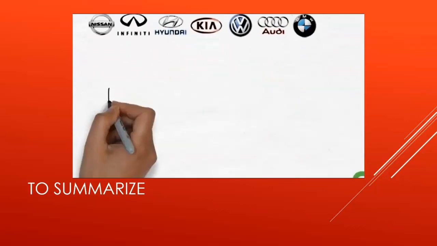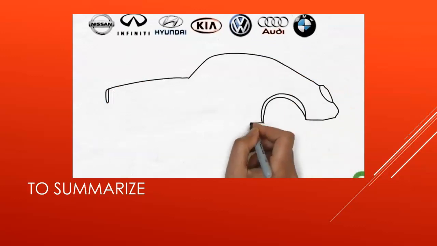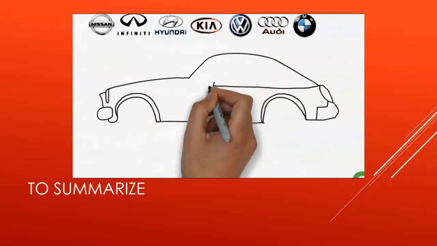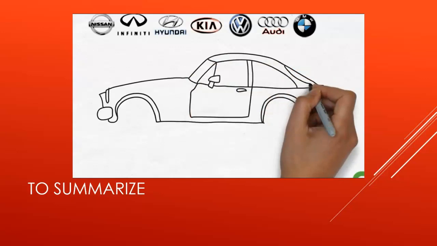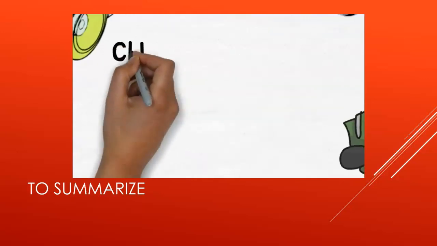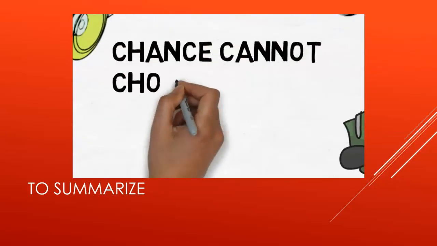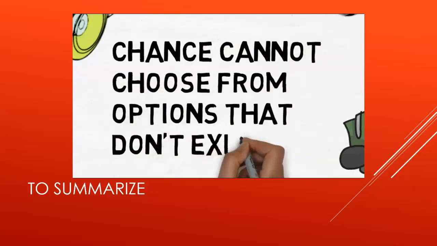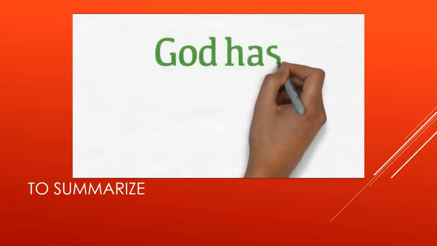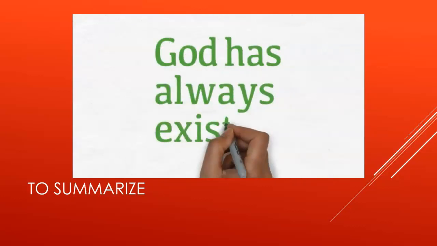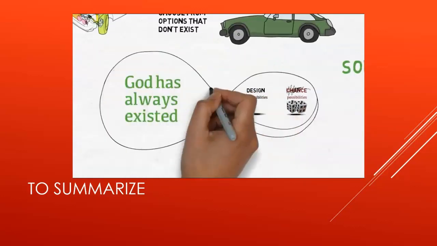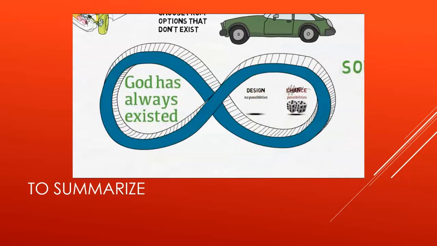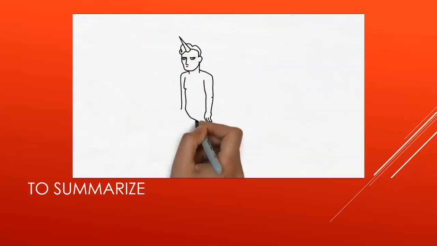On the other hand, how many car manufacturers do you need to produce a car that already exists? None. Similarly, because the universe didn't exist prior to the Big Bang, it requires a designer, because chance cannot choose from options that don't exist. As God has indeed always existed, God therefore doesn't need a designer.